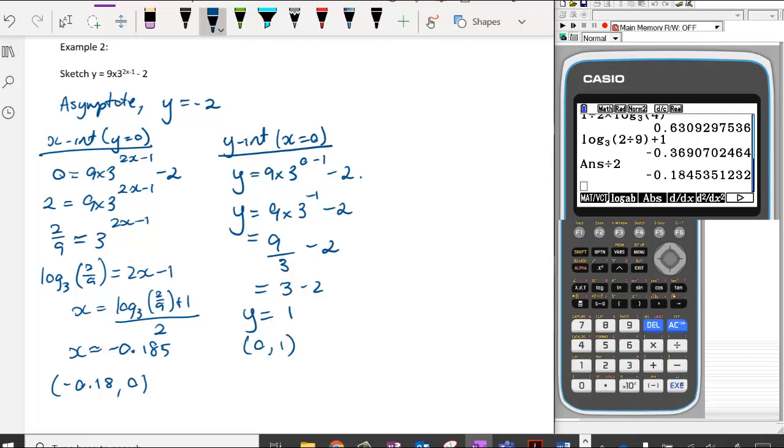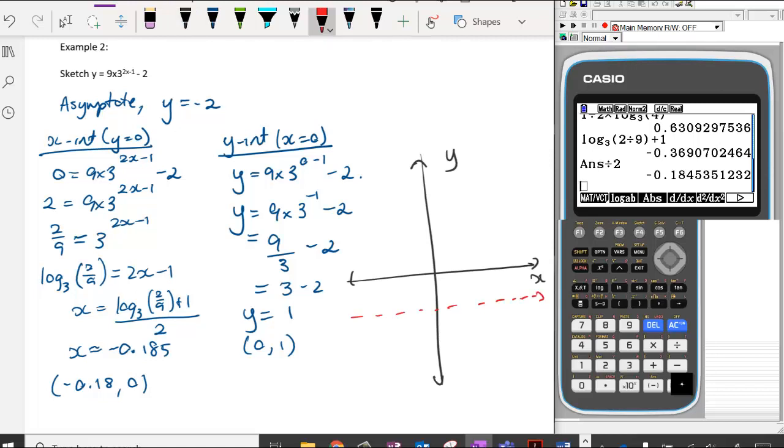And now we can go about sketching this. So our asymptote, y is equal to negative 2. Our x-intercept is negative 0.18. And our y-intercept is 1. So here is our exponential equation. Looks like that. And it is y is equal to 9 times 3 to the power of 2x minus 1, minus 2.